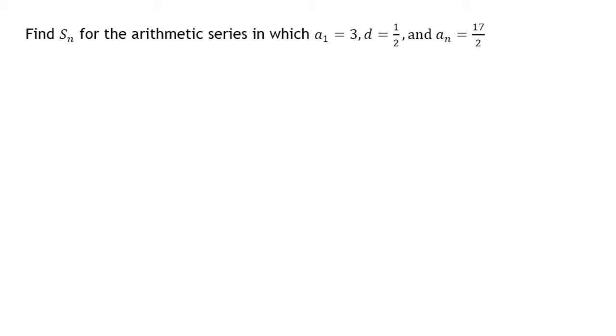Okay, so I find the sum of the values of a sequence that has a first term of 3. So the very first one would be 3, and then each time we're adding 1/2. So this is looking like 3, 3.5, 4, 4.5, 5, etc. And the last value in it, 17 halves, 16 halves is 8. The last value would be 8.5.